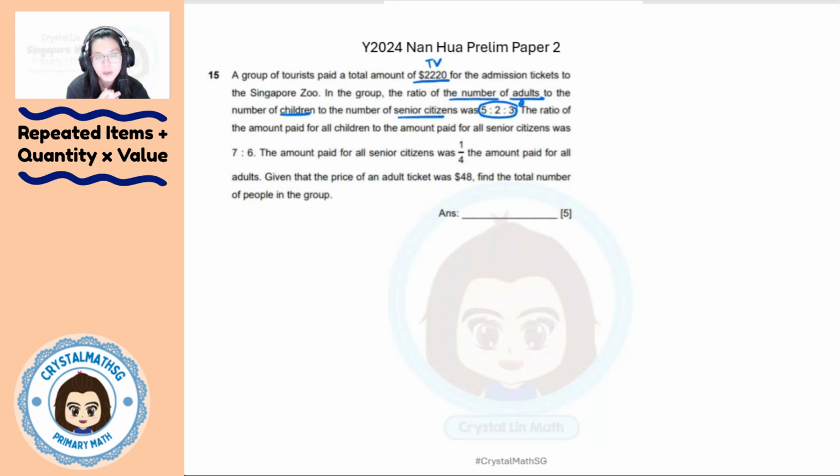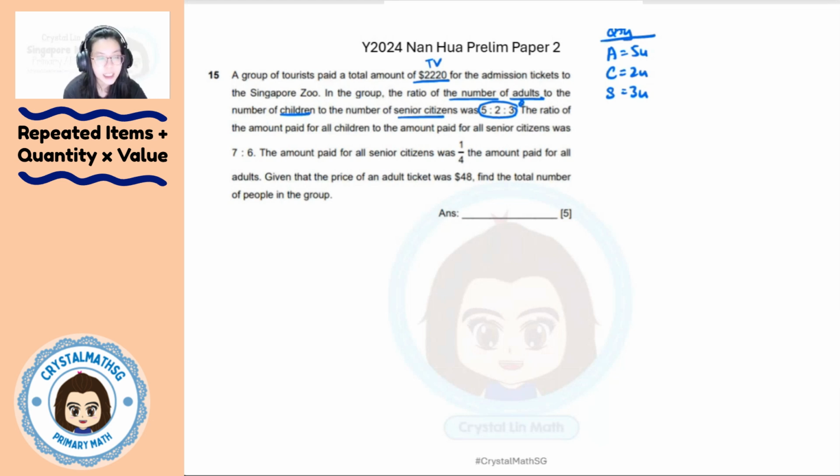Okay, with the change of syllabus, now P6 then we learn ratio. So for P5, while looking at this video, do take note that what it means is just adults is 5 units, children is 2 units, senior citizen is 3 units. Just remember what you see in ratio is just in terms of units. That's it. So you can still solve this question with and without ratio.